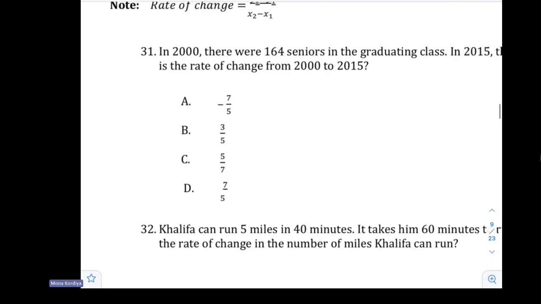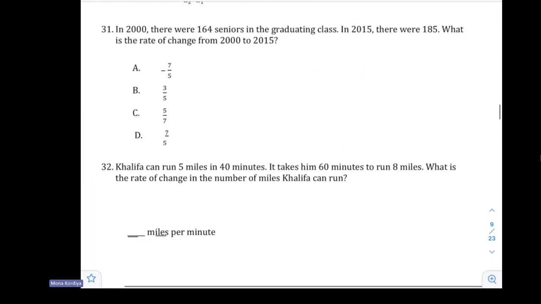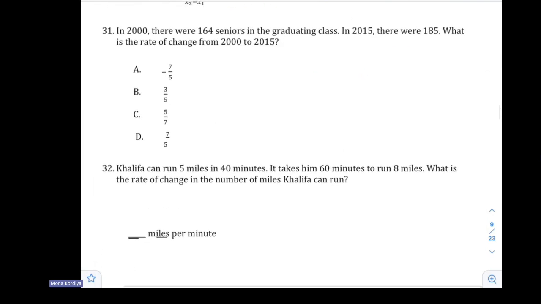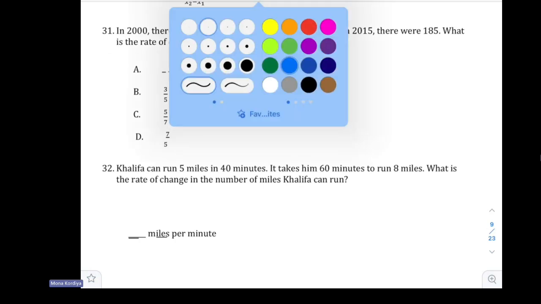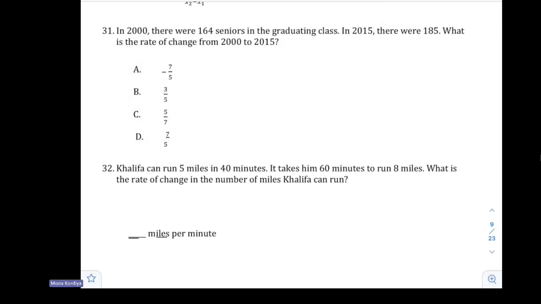Okay, rate of change. The rate of change is similar to the slope for lines. In 2000, there were 164 seniors in the graduating class. In 2015, there were 185 students. What is the rate of change from 2000 to 2015? Consider usually that x is years, time in general, and y is the other factor. It might be numbers, it might be speed, it might be whatever.